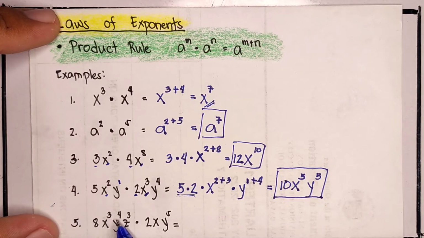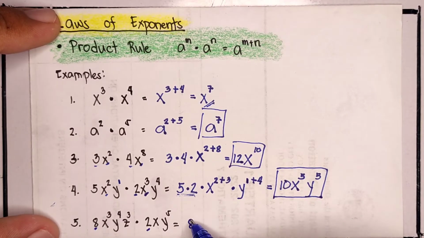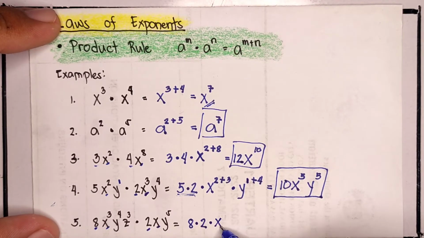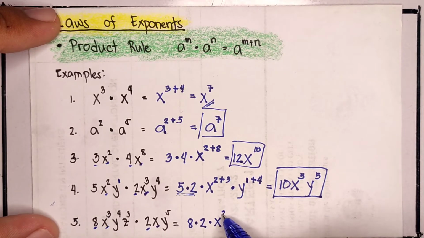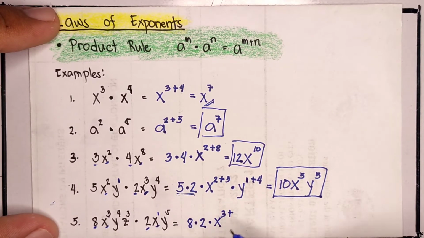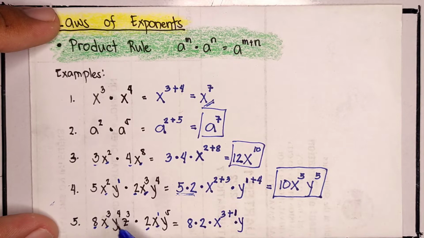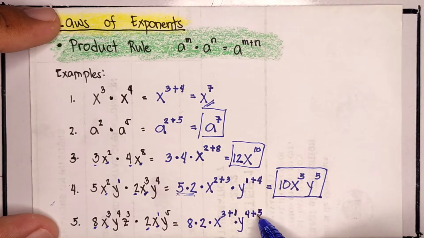8x cubed y raised to 4 z cubed times 2x y raised to the power of 5. Okay, 8 at saka 2, i-multiply natin. 8 times 2 times, next literal coefficient is x. Then, we have here 3 plus, ano exponent ng x natin? Ano exponent dito? 1. Okay. Next, we have here y. The first exponent is 4 plus, dito naman is 5.